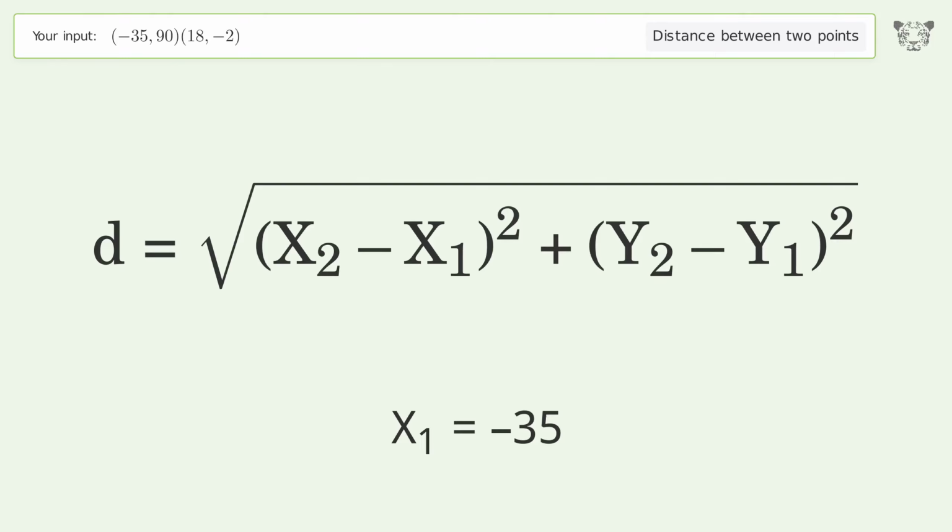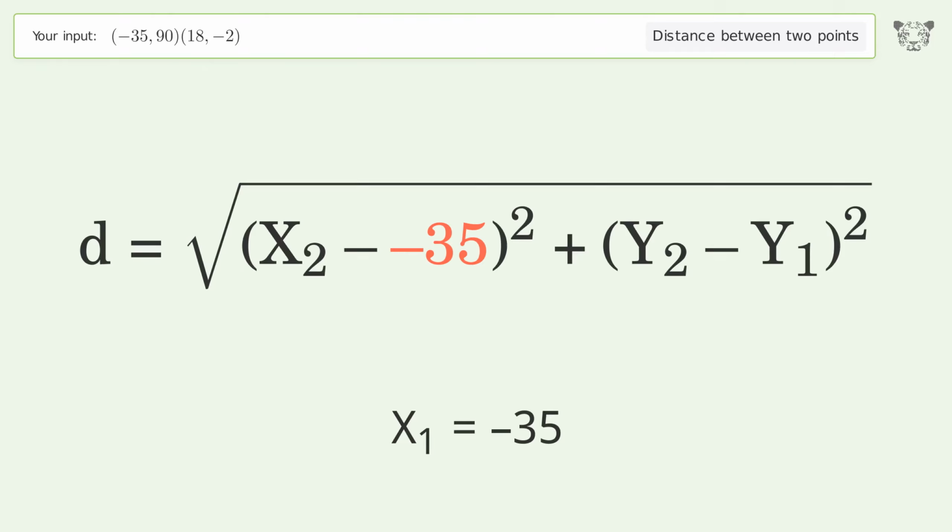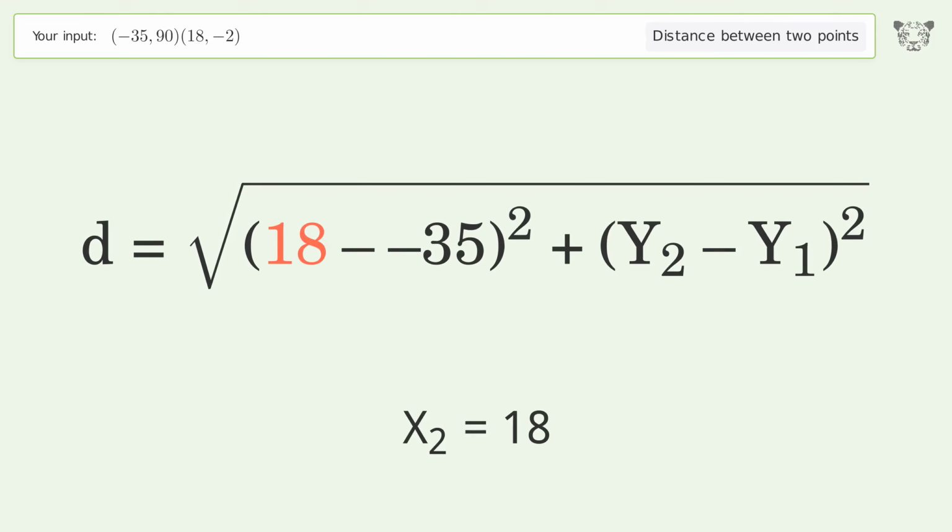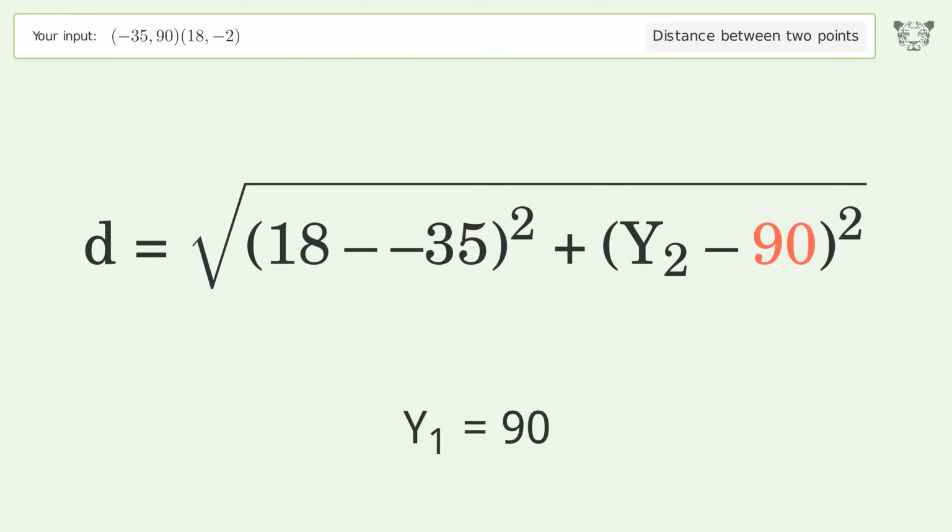x1 equals -35. x2 equals 18. y1 equals 90. y2 equals -2.